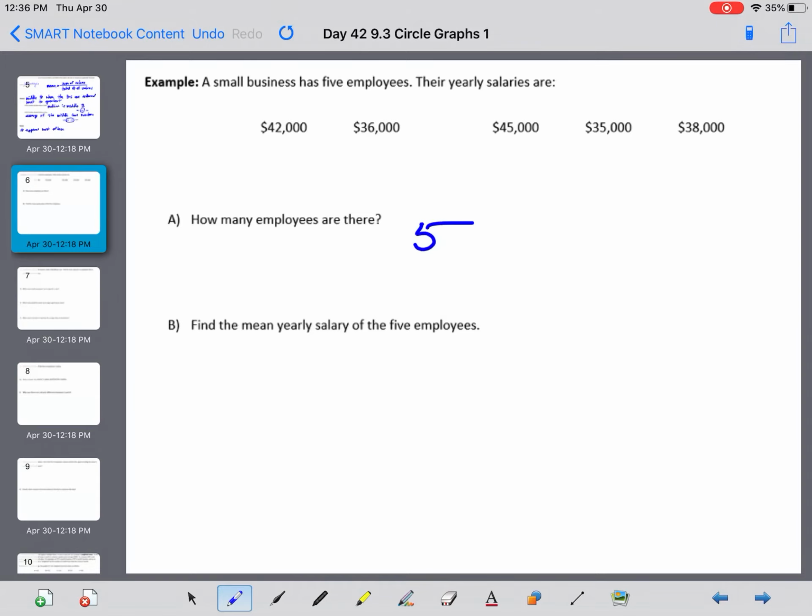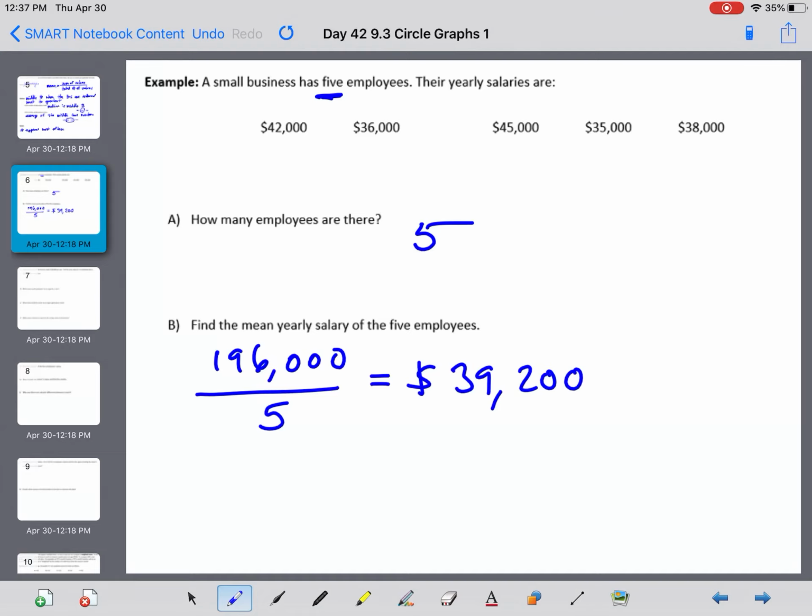So how many employees are there? There's 5. You can either get that from the problem, or you can just count how many yearly salaries there are, and you'll see there's 5. And what is the mean of the yearly salaries? Well, add up all of these values. I'm going to add all of those up, and I get 196,000. And if there's 5 total employees, I'm going to divide that by 5. If I do that, I'm going to get 39,200. So that's my mean or my average salary.